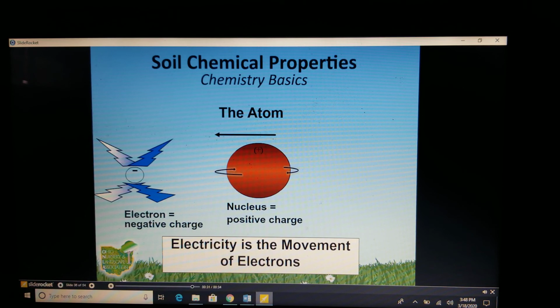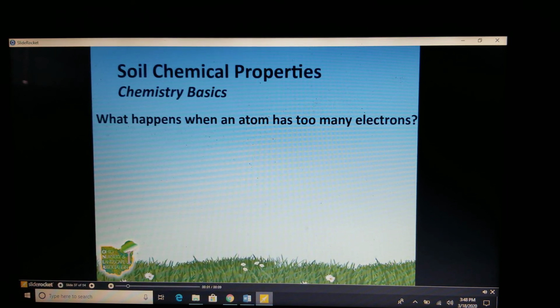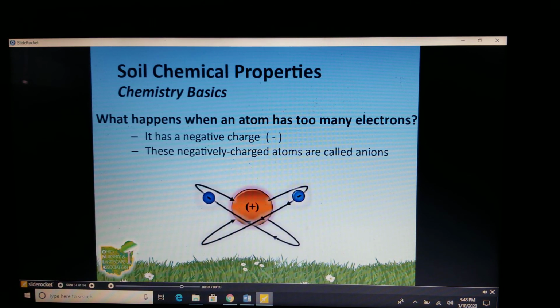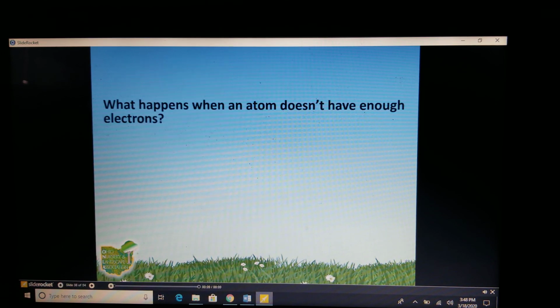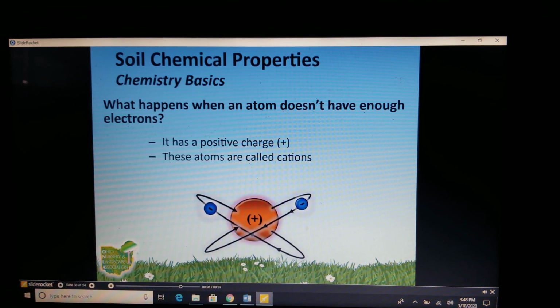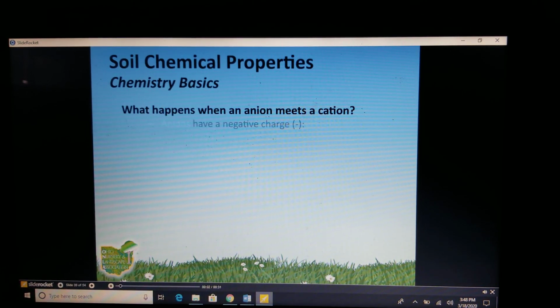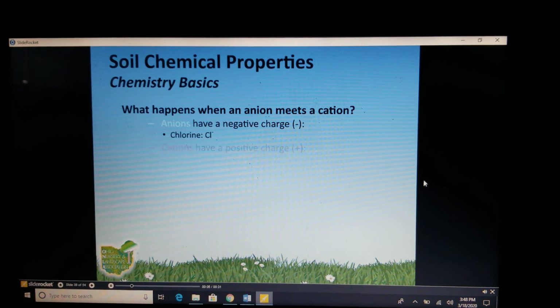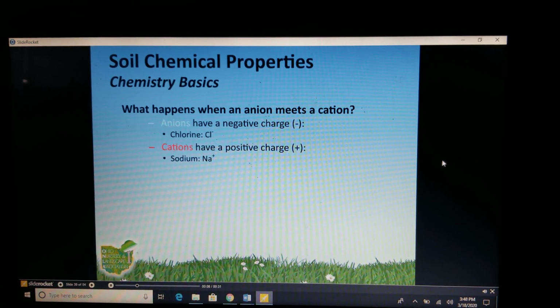Electricity is simply the movement of electrons around nuclei. When an atom has too many electrons, the entire atom will have a negative charge and is called an anion. When an atom doesn't have enough electrons, the entire atom will have a positive charge and is called a cation. What happens when an anion meets a cation? To illustrate the point, we will use chlorine, which is an anion, and sodium, which is a cation.